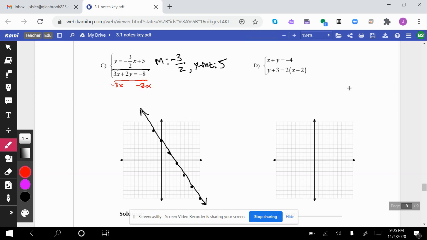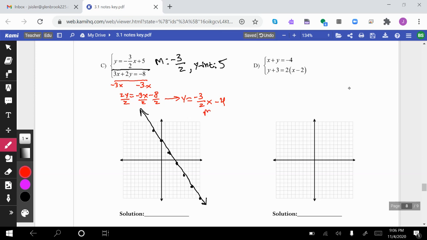So we get, let me fix that 3 for you, 2y equals -3x minus 8. We're just going to divide the whole thing by 2, and we end up with y equals -3/2 x minus 4. And now we have the information we need to graph it, because we have a slope of -3/2 and a y-intercept of -4.